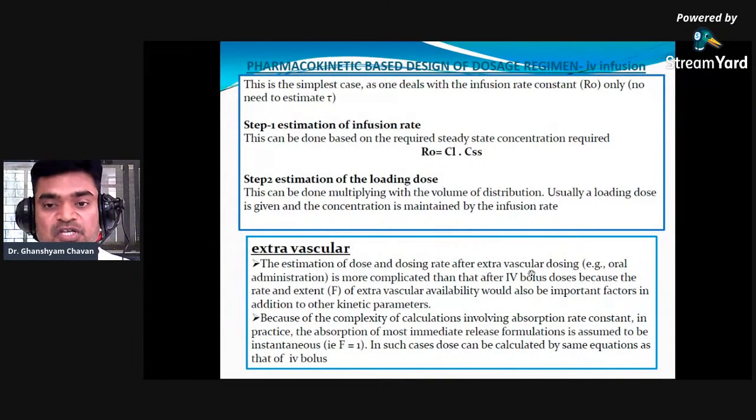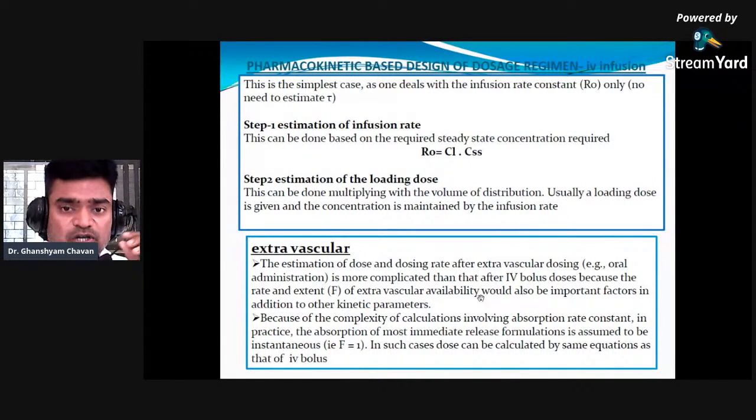So here it becomes critical, and it is not practical in case of the oral route of administration. So for that purpose you have to determine different parameters and go with other calculations, because the rate of elimination, rate of concentration, and rate of excretion are all going to vary when you are giving an oral drug. Because of the complexity of the calculation involving absorption rate constants, in practice, the absorption of most immediate release formulations is assumed to be intravenous.